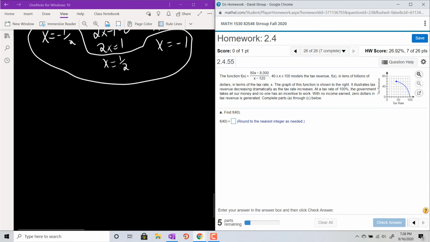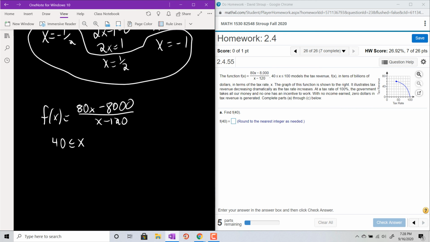The function f of x equals 80x minus 8,000 all over x minus 120 in the interval from 40 to 100 models tax revenue in tens of billions of dollars in terms of the tax rate x. So f of x is tax revenue in billions of dollars.